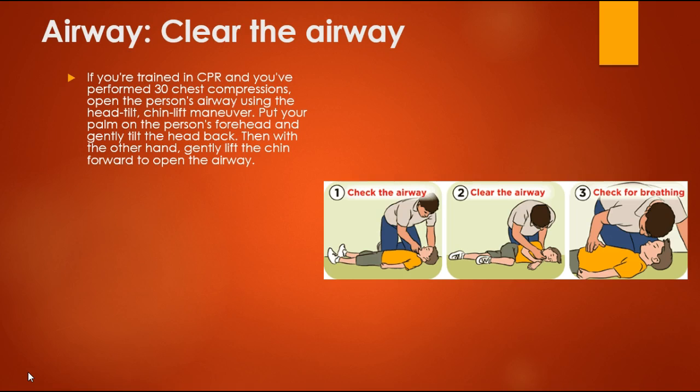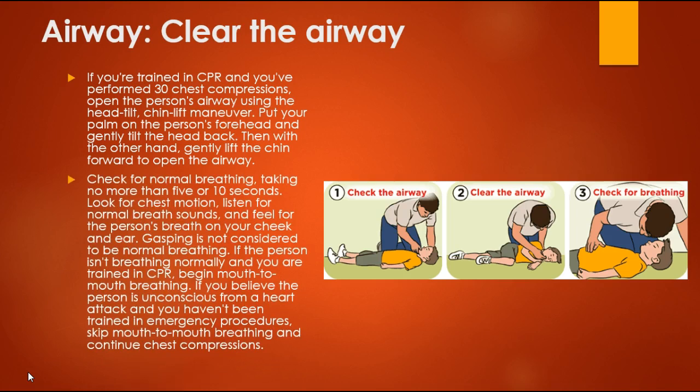Airway. So you clear the airway. If you're trained in CPR and you've performed 30 chest compressions, you open the person's airway using the head tilt chin lift maneuver. Put your palm on the person's forehead and gently lift their head back. Then with the other hand, gently lift the chin forward to open their airway. Look at this picture. Very simple. Open their mouth, check for any obstructions, get it out, tilt the person onto their back. You check for normal breathing, taking no more than 5 or 10 seconds.